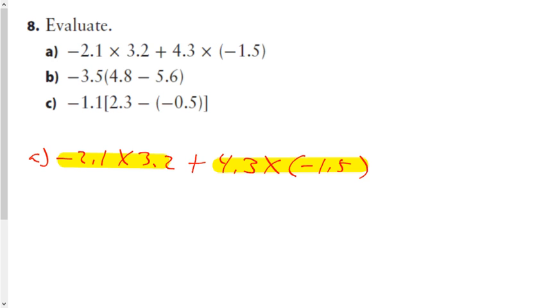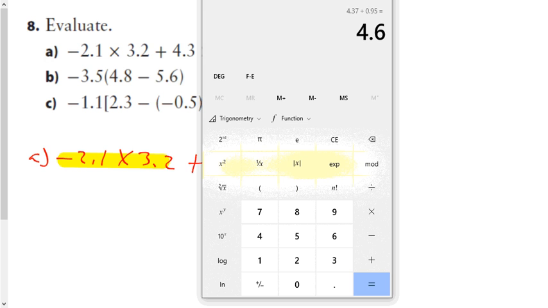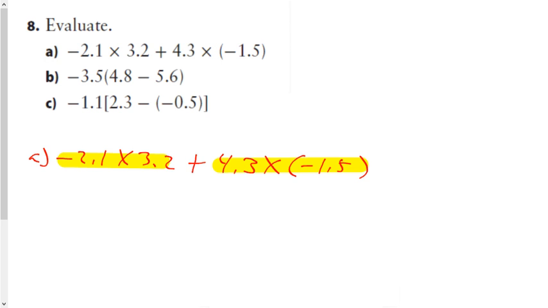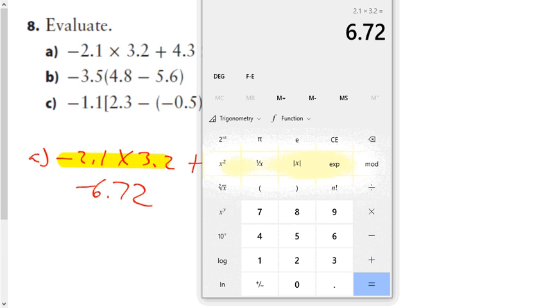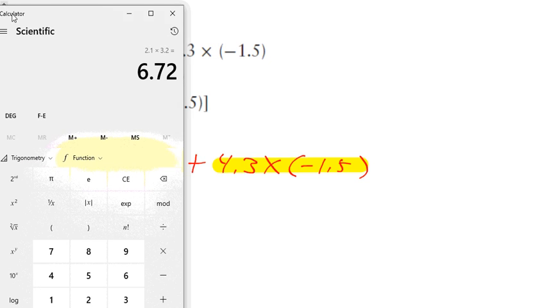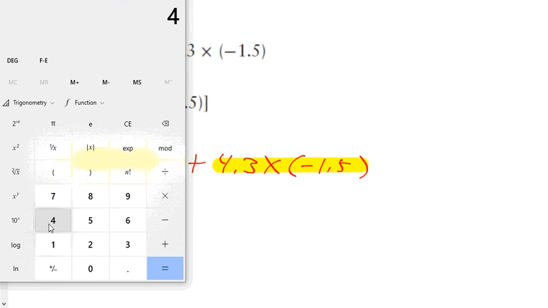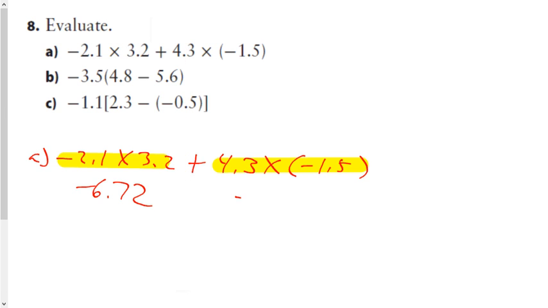Okay. So both of those multiplications are going to be done first with the calculator. 2.1 times 3.2 is 6.72, which I need to make negative because we're doing negative times a positive. So negative 6.72. Over here, the other side, grab my calculator again. 4.3 times 1.5 equals, and that's also going to be a negative because it's a positive times a negative, so negative 6.45.